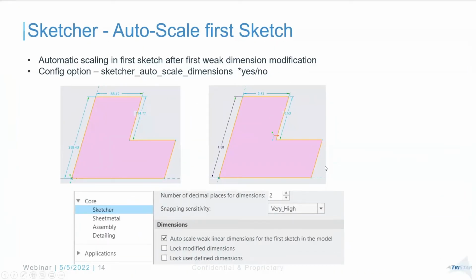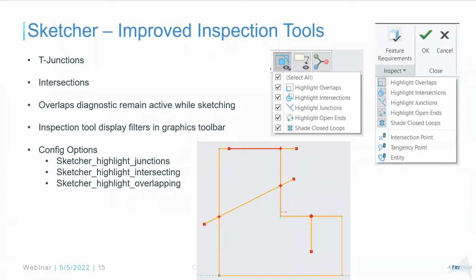Should have been done a lot earlier, but finally, at least it's there in Creo 9. And then one other nice thing in sketches is when you do complex sketches or even simple sketches, there are times where you accidentally reuse an edge twice or you have overlapping geometry. It was there before, but the overlapping geometry would never stay highlighted for long. It used to show up when you click on it and then go away. Now it stays.